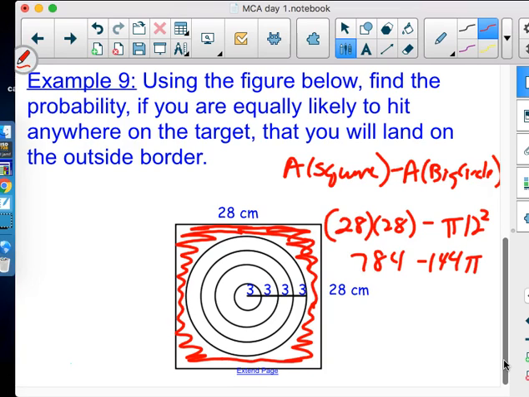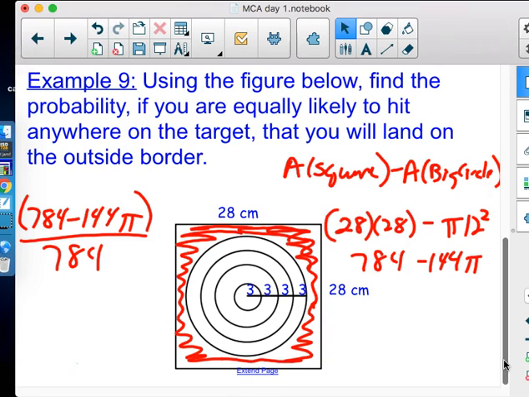So that's what we want to happen. We don't really want it, but that's what we were focusing on for the problem, because we don't get any points for hitting there. 784 minus 144 pi over the area of the whole thing. Didn't we find that when we were doing our math? What's the area of the whole thing? 784. So if we just throw a couple of parentheses on the top of there, we ought to be able to get ourselves a nice little probability for them. 784 minus 144 pi, parentheses, divided by 784.